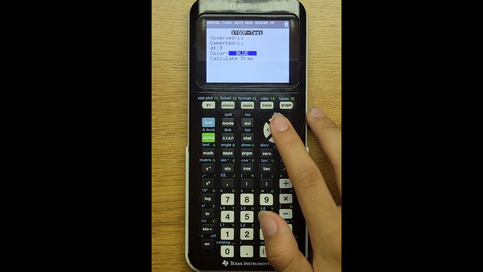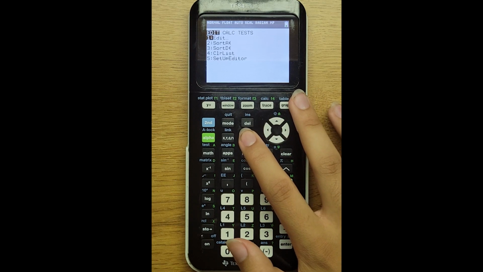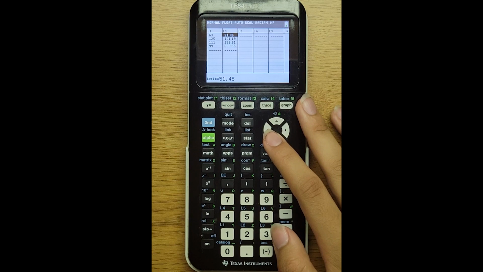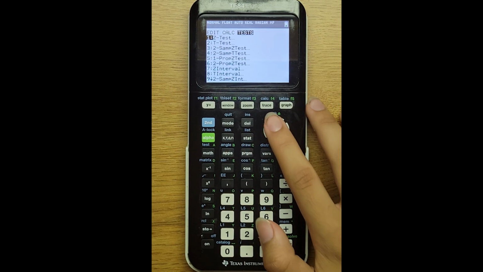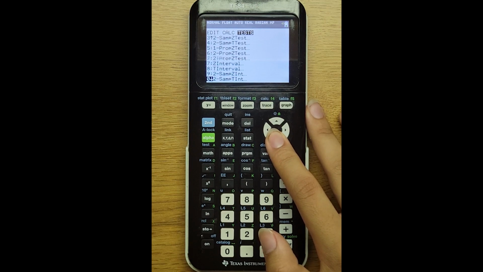Now, for us, we are going to use this list of 8 numbers to calculate the chi-square. Now, we're going to go back to stats, go to tests, go all the way down again, chi-square goodness of fit. And as you saw, we had 4 rows in both columns.